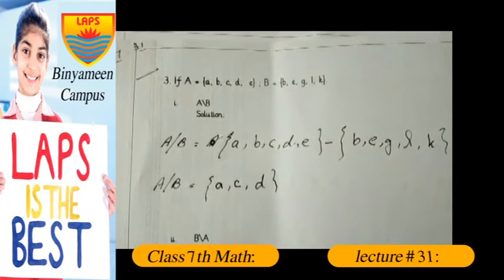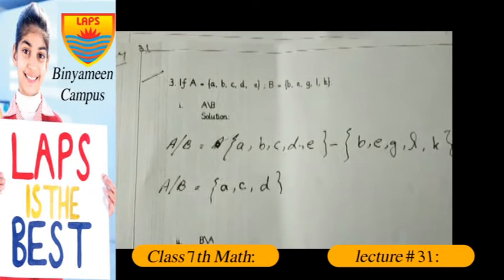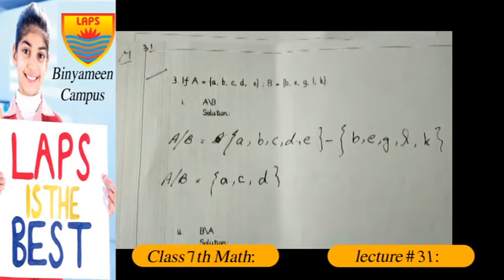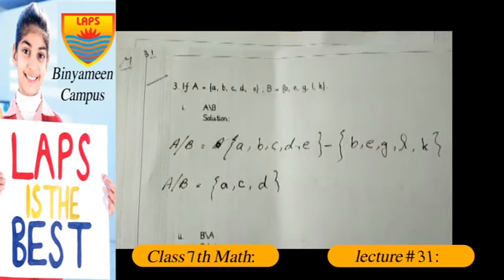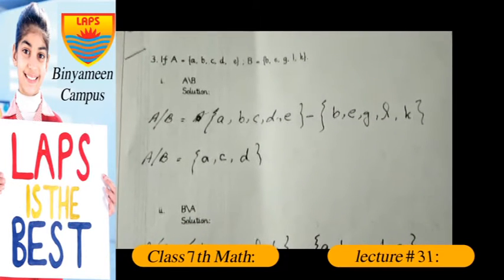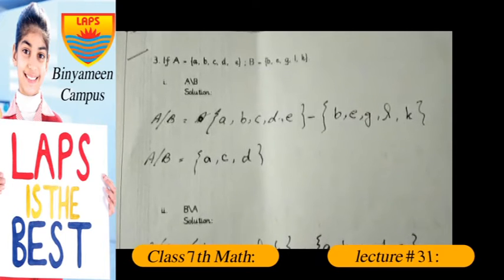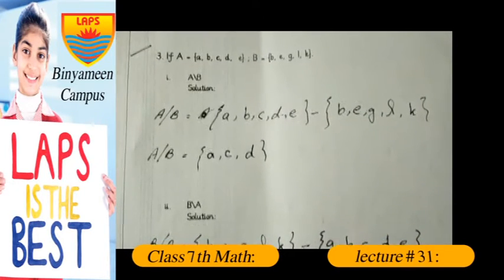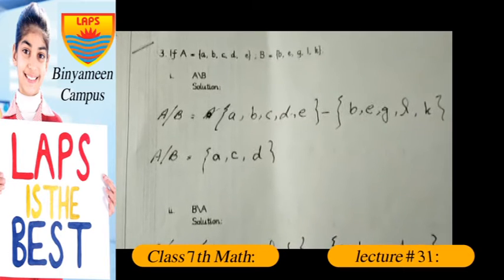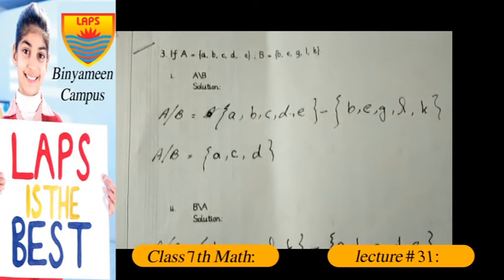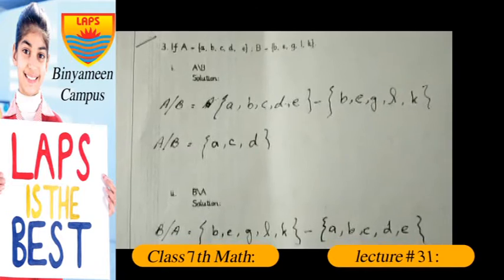Question number 3. If set A is {A, B, C, D, E} and set B is {B, E, G, L, K}, then find A difference B. First, we write the elements of set A: A, B, C, D, then the sign of difference, then B, E, G, L, K. The A difference B is {A, C, D}. These elements do not exist in set B: A, C, D.